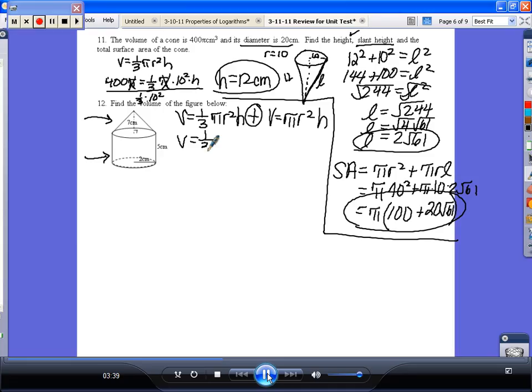So I have 1/3 pi times the radius of the cone, which is 2. It's also the radius of the cylinder. And the height of the cone is 7. Now going over to the cylinder, the radius is still 2, but the height of the cylinder is 5. So now I'm going to simplify. I'm going to simplify 1/3 times 2 squared times 7.